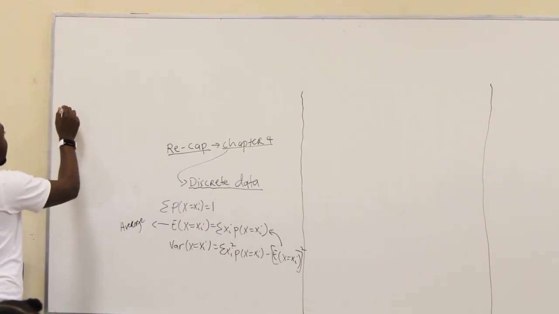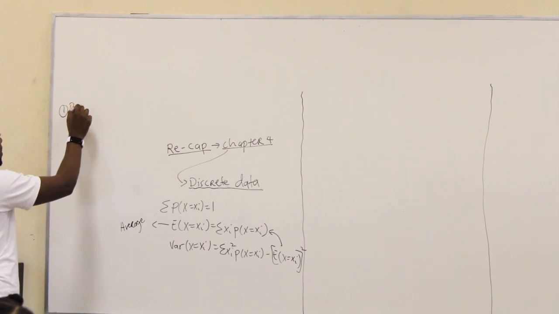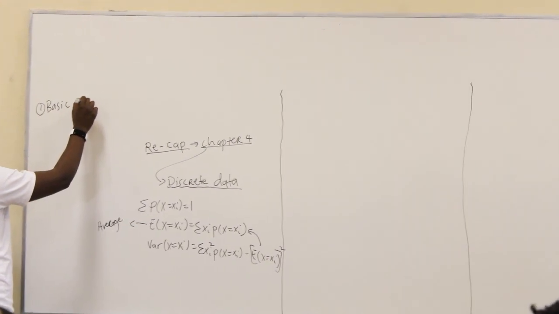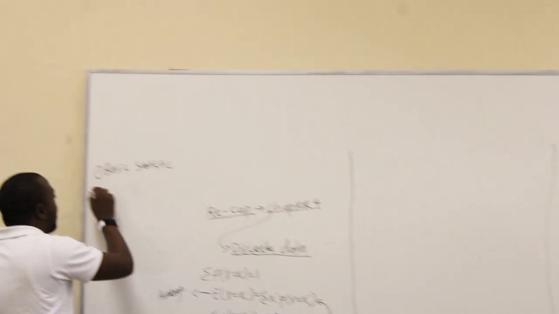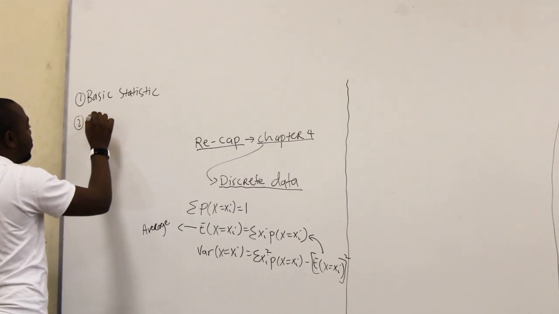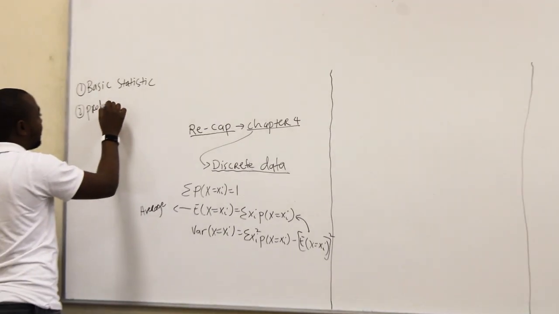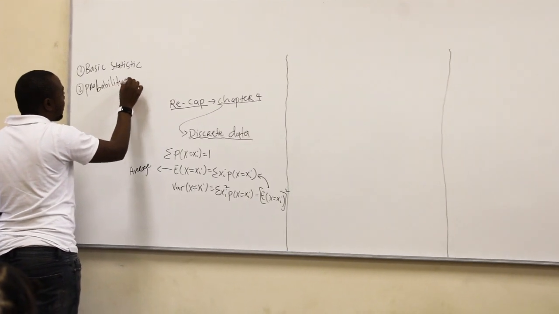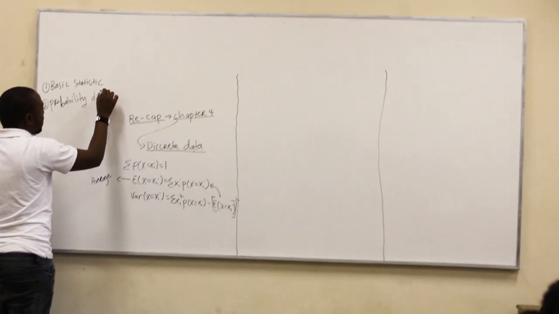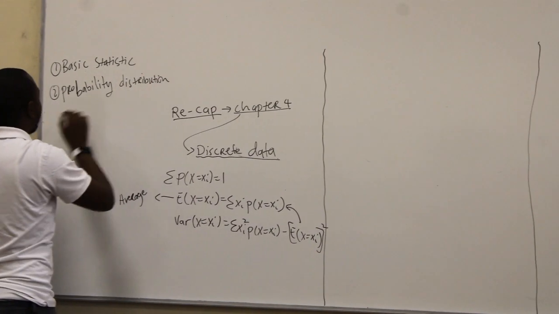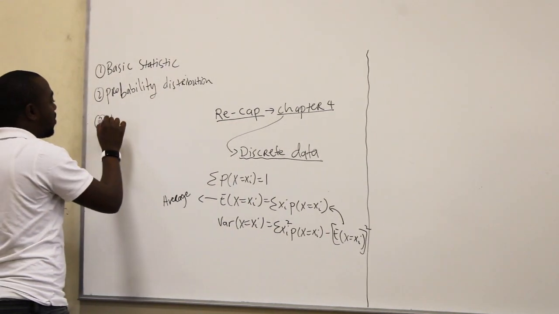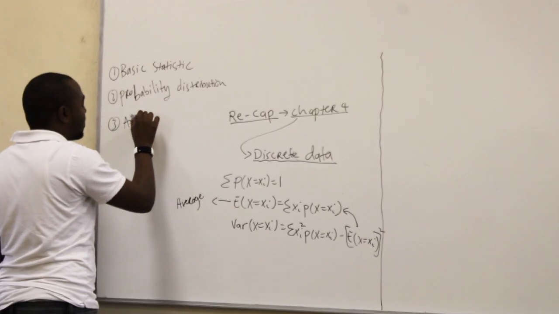I mean, chapter 4 is divided into 3. We've got basic statistics. You've got probability distributions. You also have what is known as approximations, right?